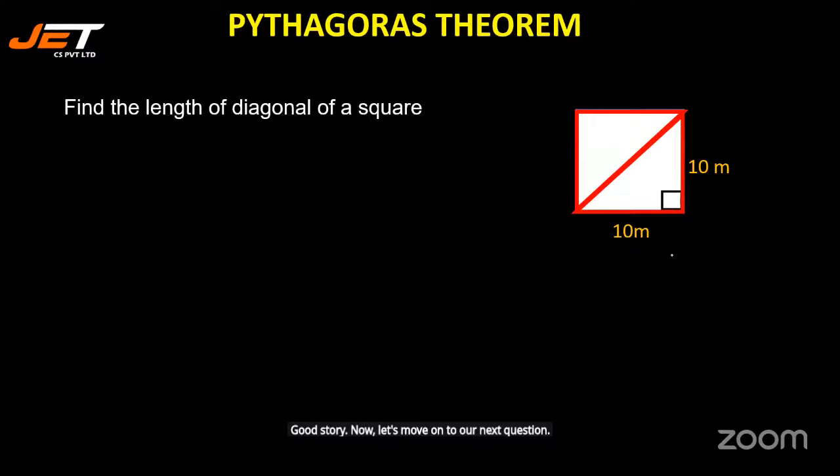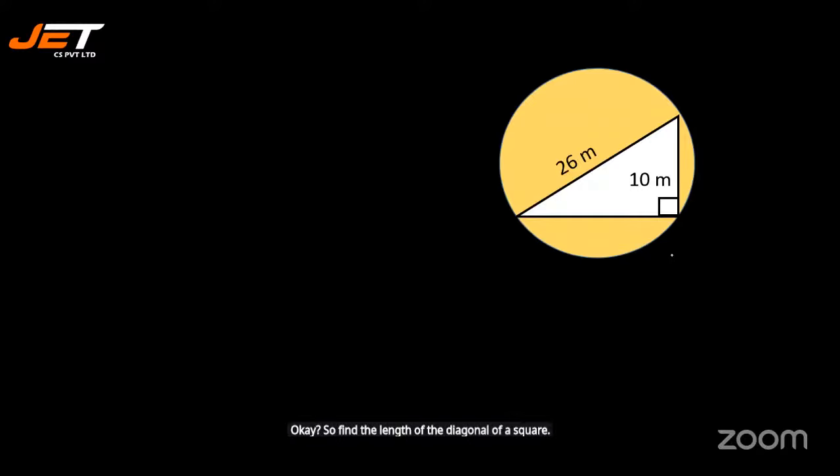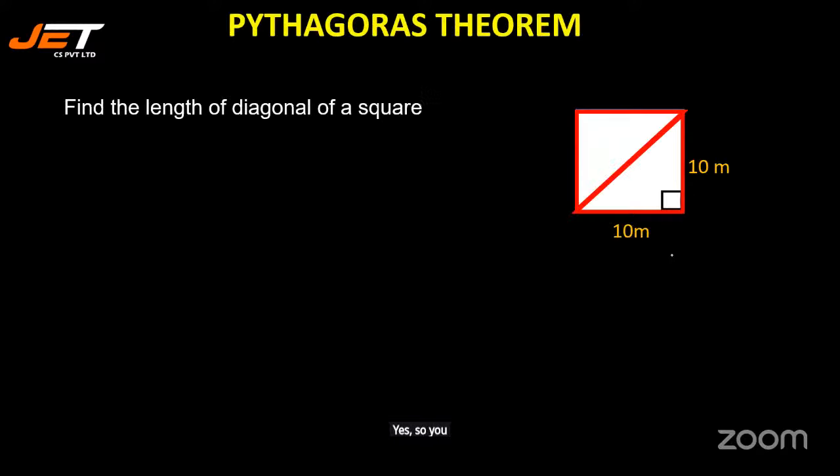Find the length of the diagonal of a square. Okay. So find the length of the diagonal of a square. Yes. So you can take your time. Quickly give me the answer. You can take 2 minutes.